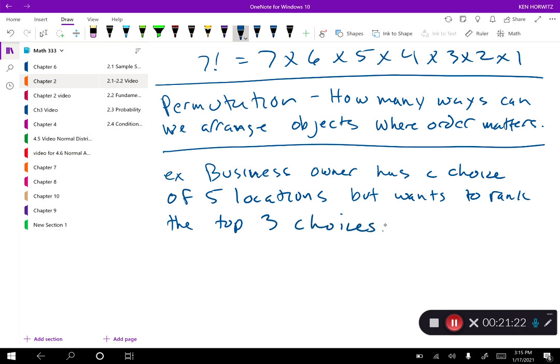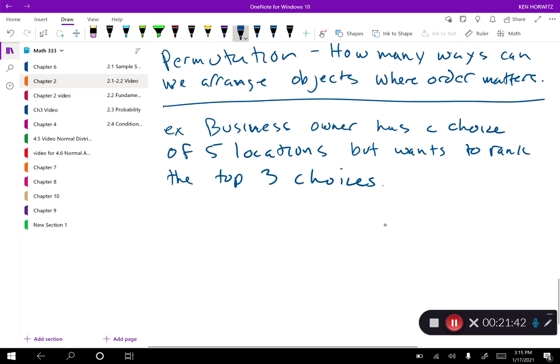In this case, the order is going to matter because the business owner is looking to relocate his business. He's ranking the top 3. He's not just picking 3. He's ranking them first choice, second choice, third choice. I certainly hope that the real estate broker that's helping him out wants their property to be his first choice. All right. So in this case, there is a formula that is attached.